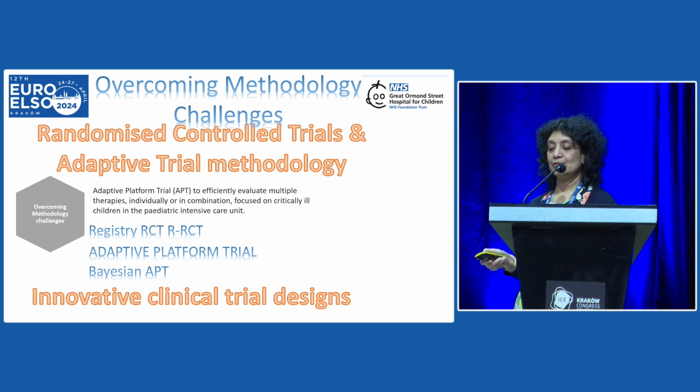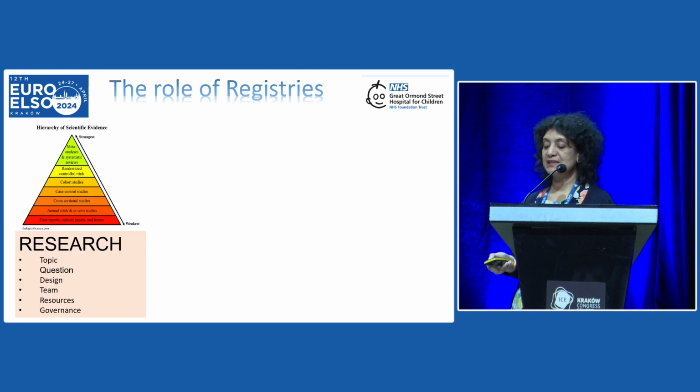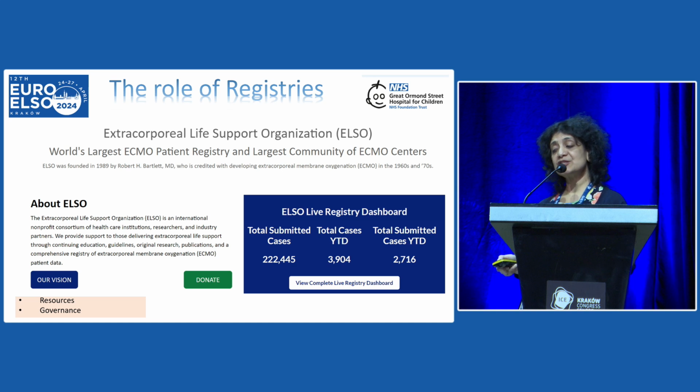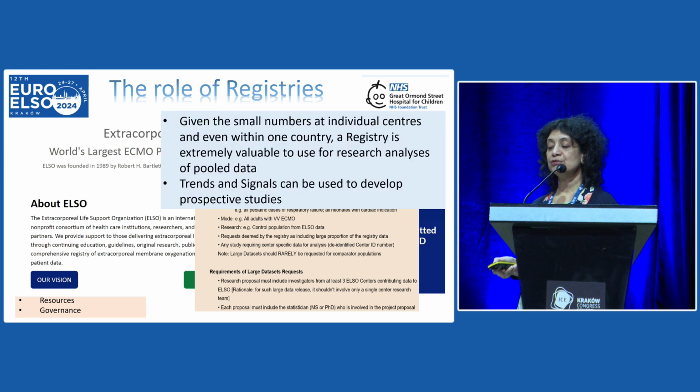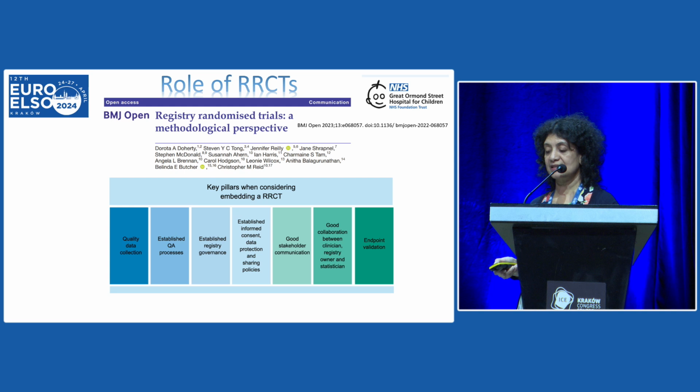So we know that we need to move on to newer trials and methodology, and we've already heard a little bit about this, the adaptive platform trial, the Bayesian APTs. We know that the registry has an important role as well. The ELSO registry is the world's largest ECMO patient registry and the largest community of ECMO centers, and we should use the registry for research analysis of pooled data, and the trends and signals can be used to develop prospective studies.